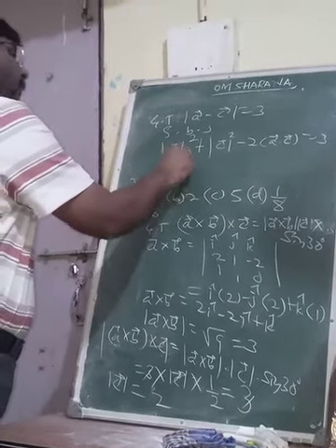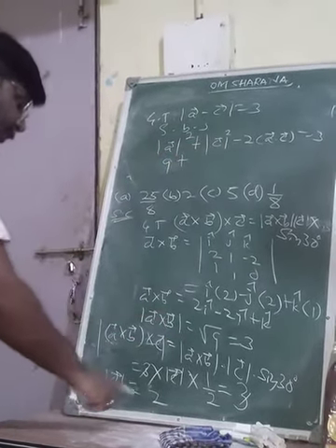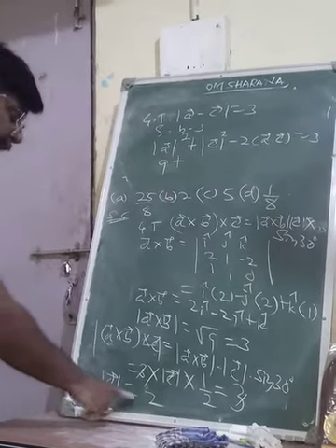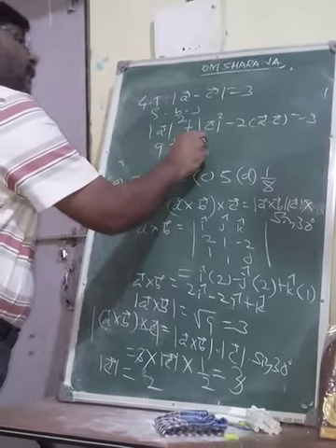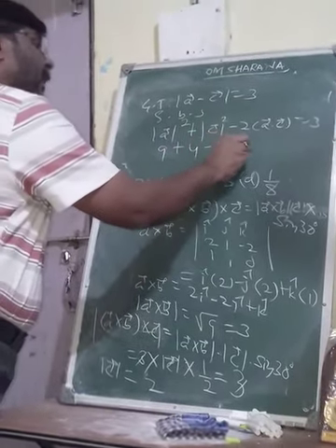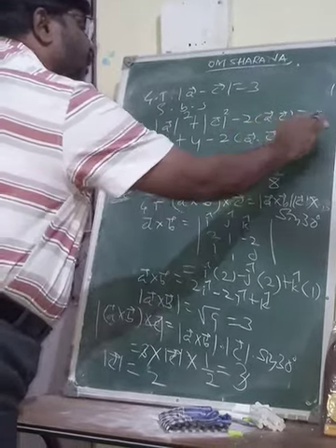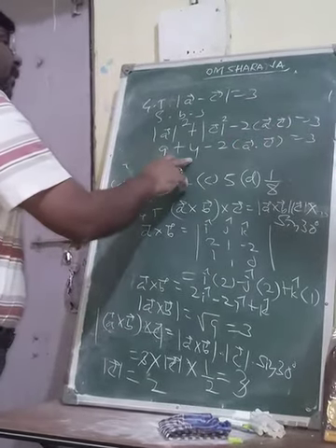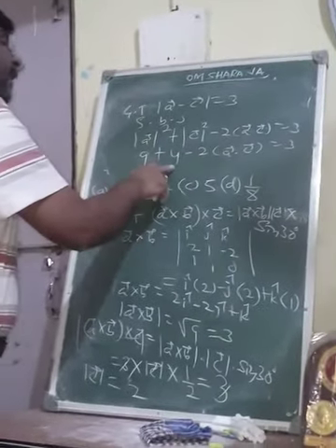Magnitude A square plus magnitude C square. Magnitude C is 2, so magnitude C square is 4. Minus 2 times A dot C is equal to 3. 9 plus 4 is 13.